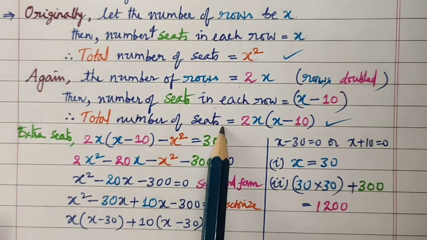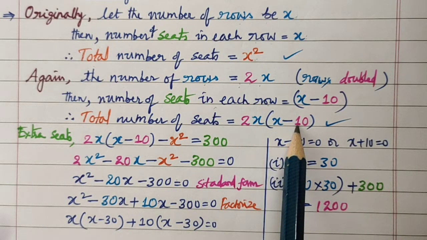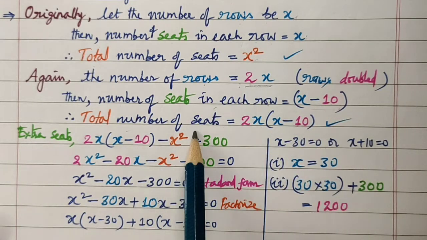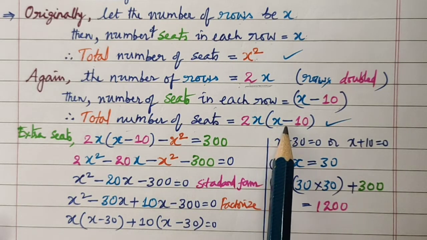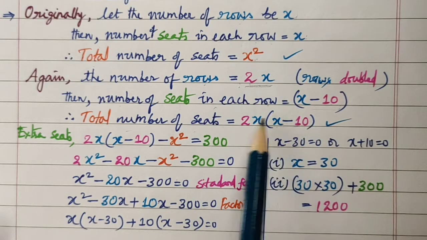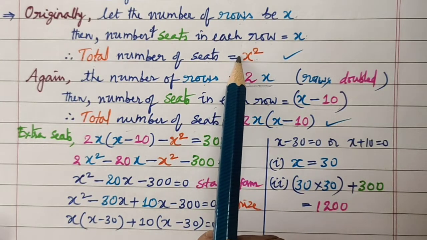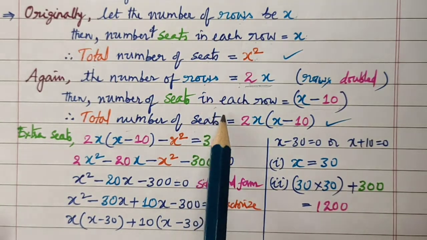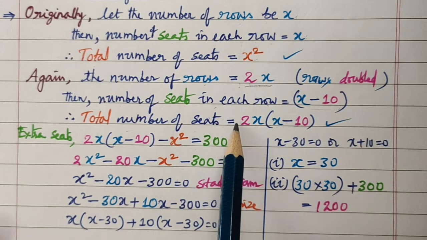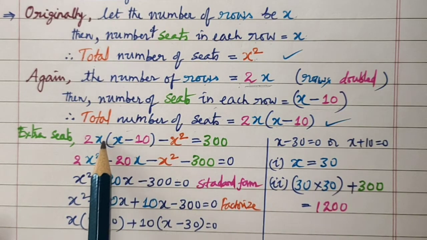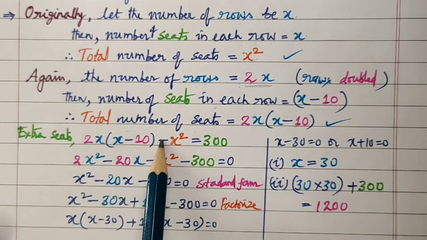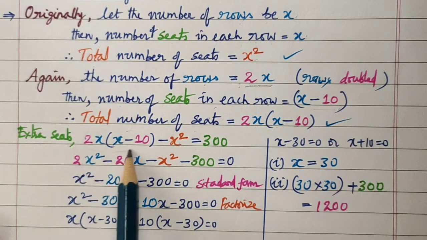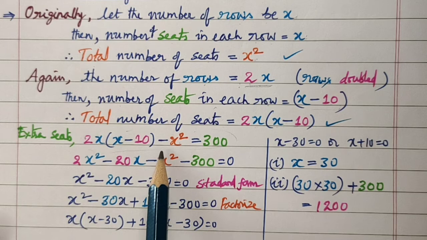Now the total number of seats is equal to the number of rows into the number of seats. In the second time, this is the number of rows, this is the number of seats. Total number of seats is equal to 2x into x minus 10. This is the total number of seats after the rearrangement. This is the total number of seats before the rearrangement. There was a difference of seats increased once the things were rearranged. That is the 300. Therefore, the number of seats after the arrangement minus the number of seats before the arrangement will give the extra seats.